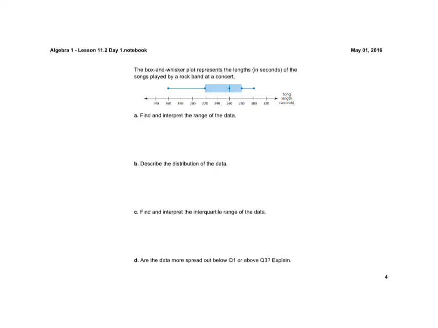So here we want to look at a box and whisker plot and analyze some of the things. It says the box and whisker plot represents the lengths in seconds of the songs played by a rock band at a concert. Find and interpret the range of the data. So that looks like the greatest value is 300. The least value is 160. So my range would be 140.